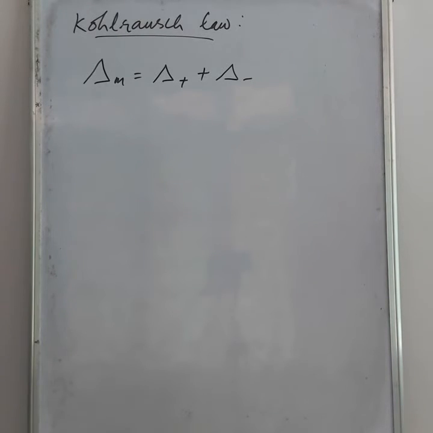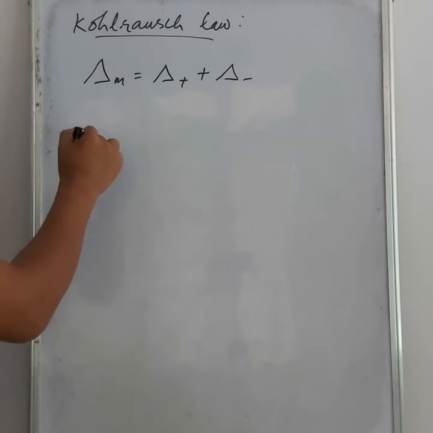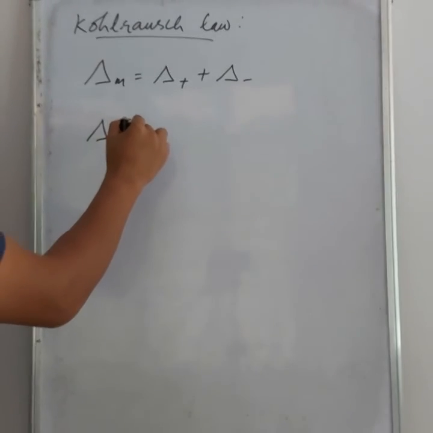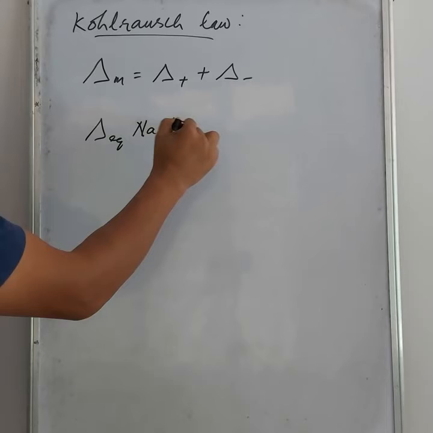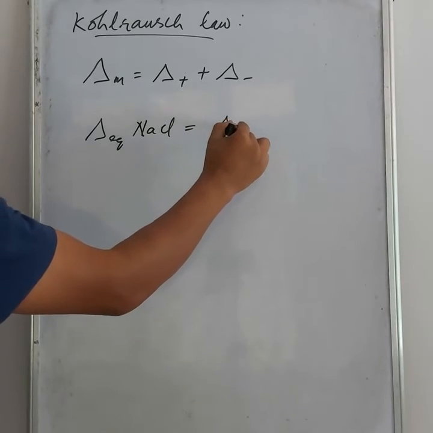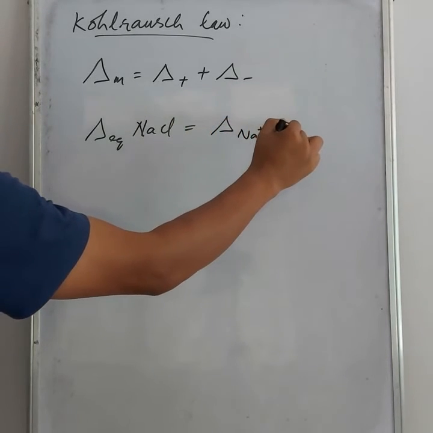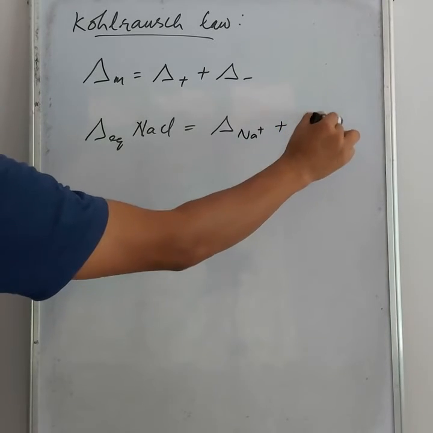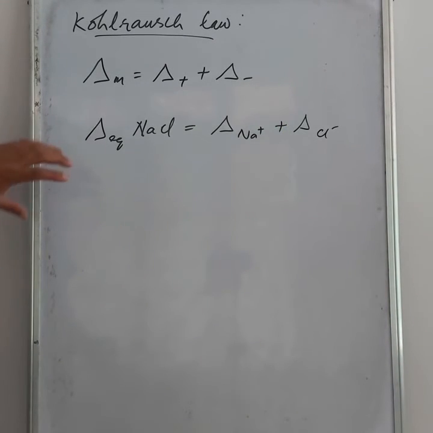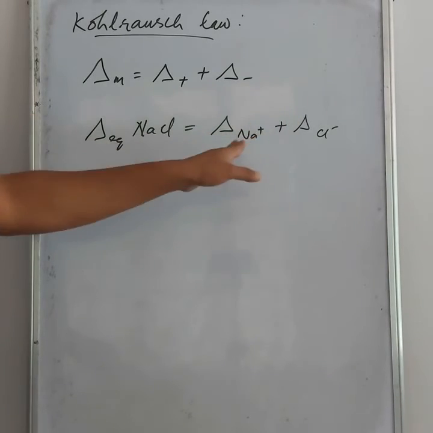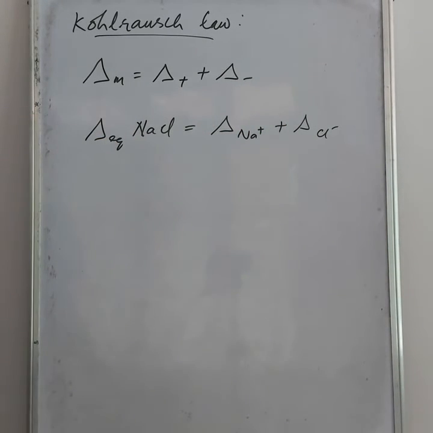For example, the equivalent conductivity of say sodium chloride will be equal to the conductance of sodium ions plus chloride ions. So whatever values individually they contribute will be the contribution of the total electrolyte as a whole. So let's try to do some examples.